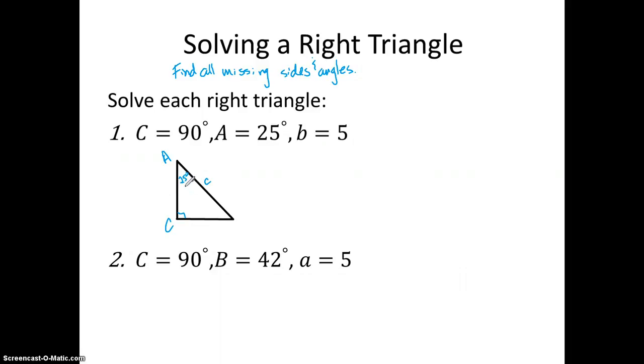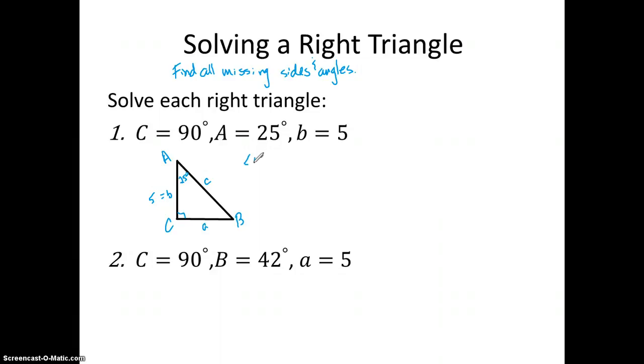So remember that across from this angle is the little one. This is B. And across from this is little b. So little b was 5. All right, so I know this angle. I know this side. I need to know these two sides. Now I can find this angle too.